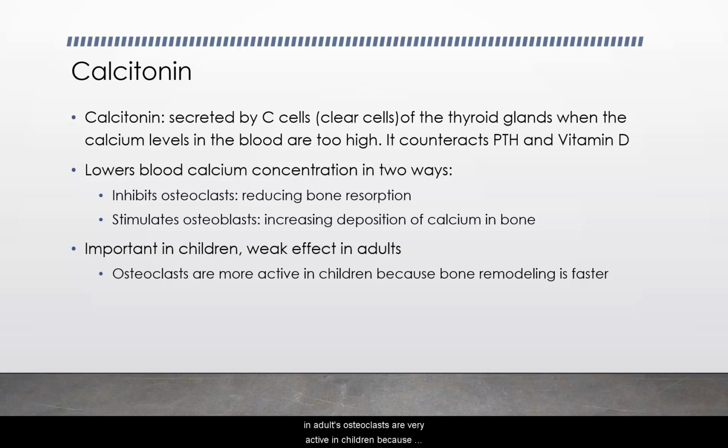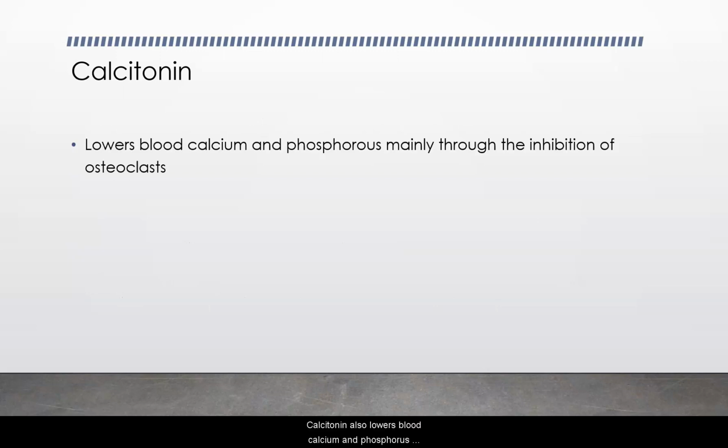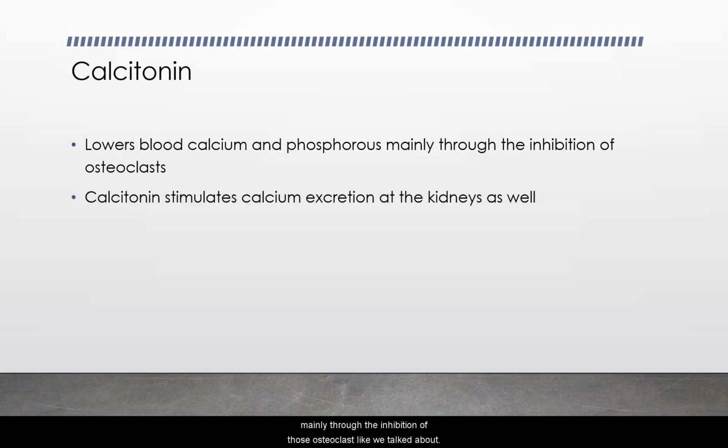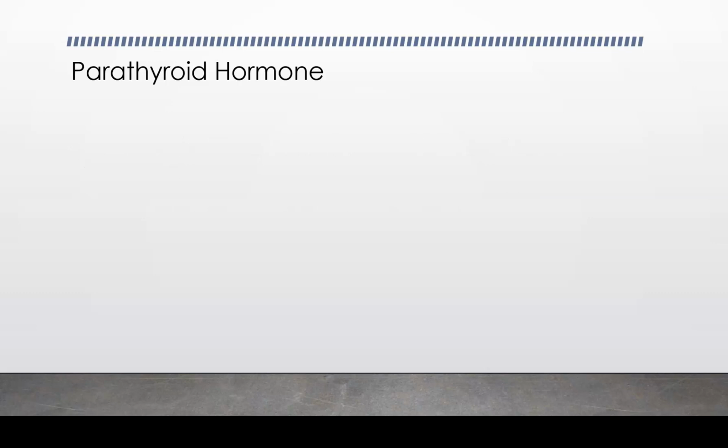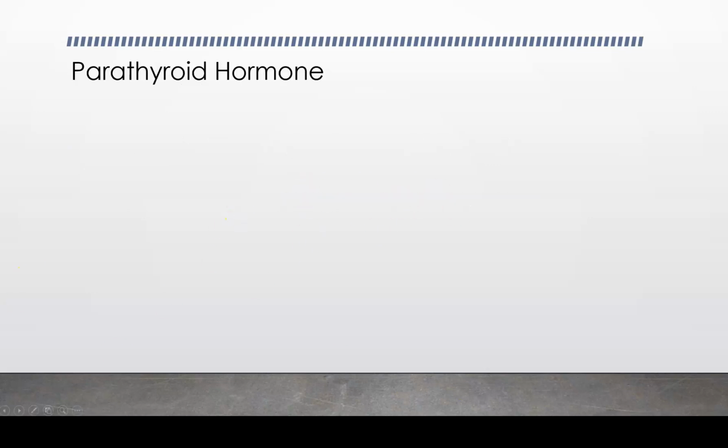Osteoclasts are very active in children because bone remodeling in children is happening a lot faster. This may have a role in inhibiting bone loss in pregnant and lactating women. Calcitonin also lowers blood calcium and phosphorus, mainly through the inhibition of those osteoclasts like we talked about. Calcitonin stimulates calcium excretion to the kidneys as well. Excretion, right? So to get rid of it through urine.